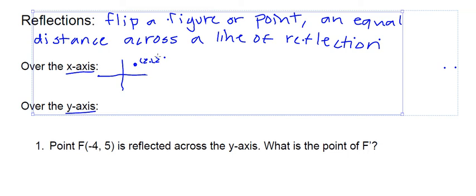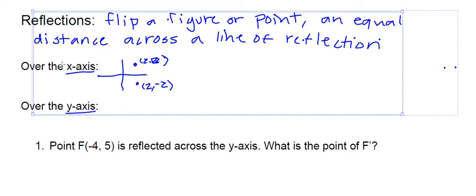All right, so if this is at positive 2, 2, and I reflect it over the x-axis, well, it's currently 2 units above the x-axis, so now I need to move it 2 units below the x-axis. So now that point is still at the x-coordinate of 2, but it's not at positive 2 anymore, it's now at negative 2. So it's flipped this an equal distance across the line of reflection. So it was 2 units to the line of reflection, so now it's 2 units to the new point.